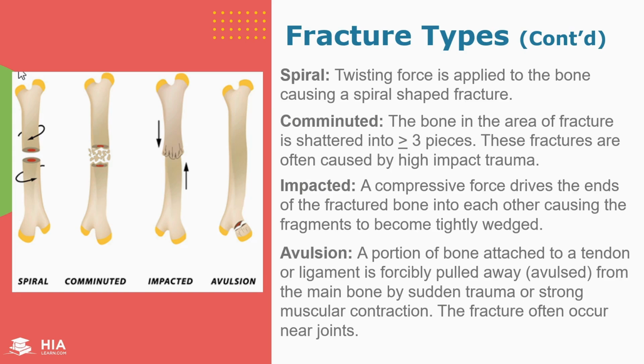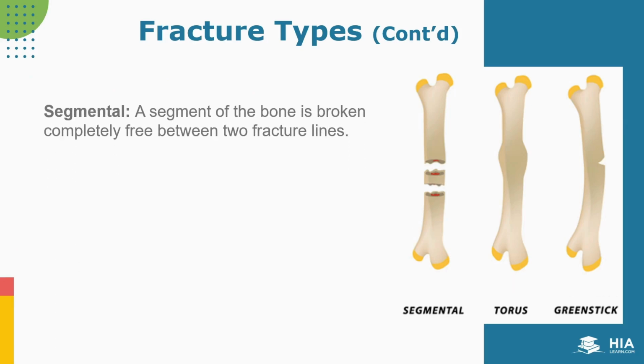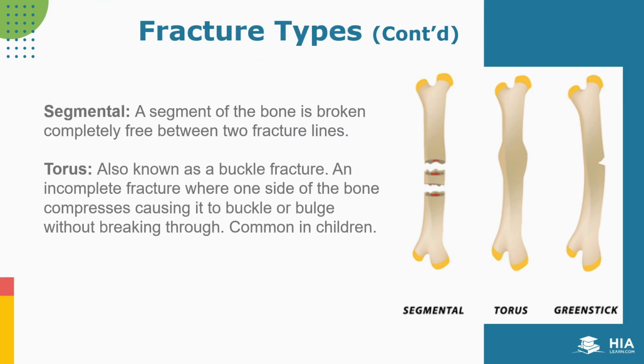These fractures often occur near joints, where the parts of the bone that serve as an attachment point for tendons and ligaments are located. In segmental fractures, there are 2 separate complete fracture lines. The intervening section of bone becomes a free segment between the 2 fractures. Torus fractures are also called buccal fractures. They show up in X-rays as a bulge in the bone rather than a break.